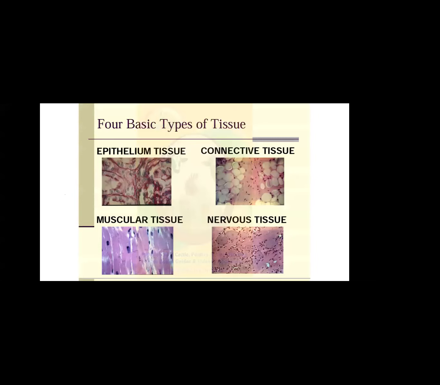So the 4 basic types of tissues are, we've got the epithelial tissue, which is basically the type of tissue which is only outside of each and every animal's body. But in our case, it's our skin and its muscle related to it.